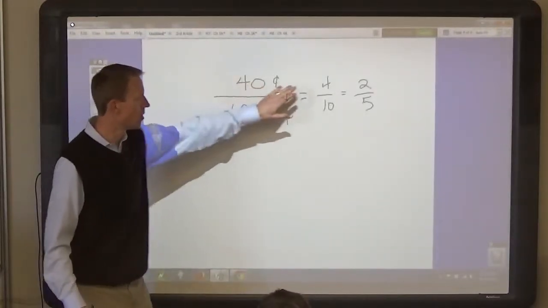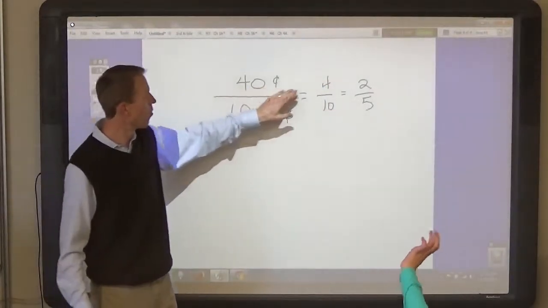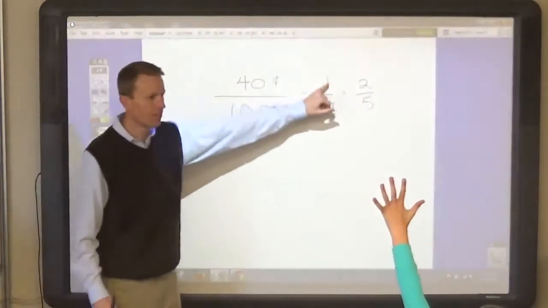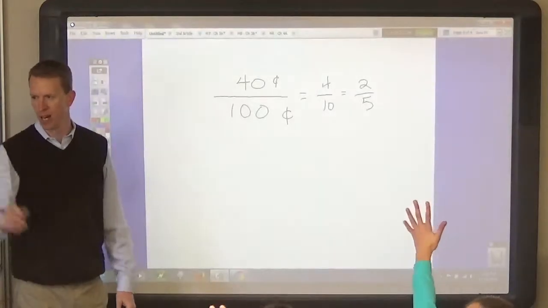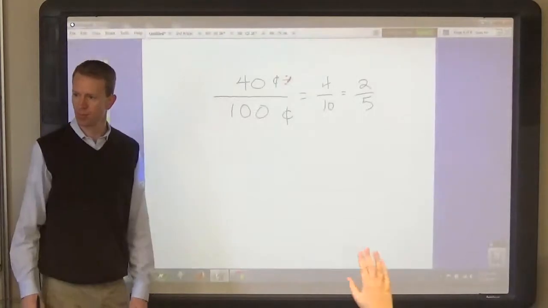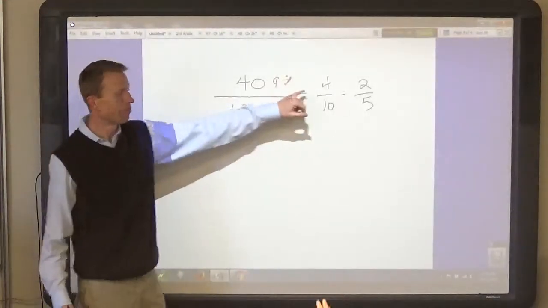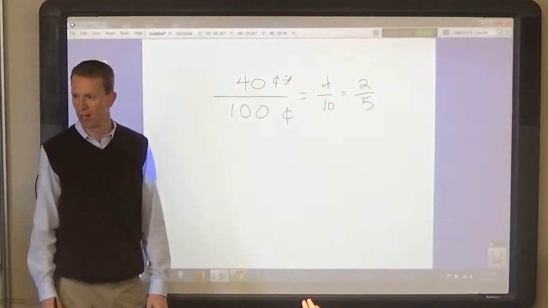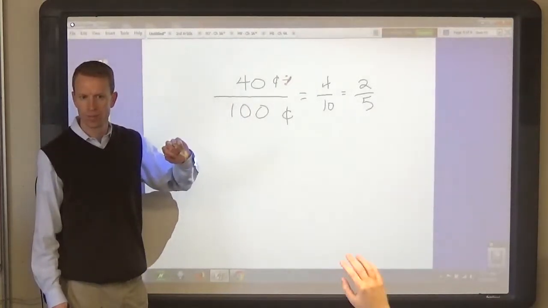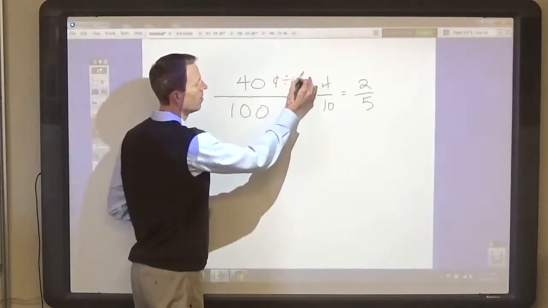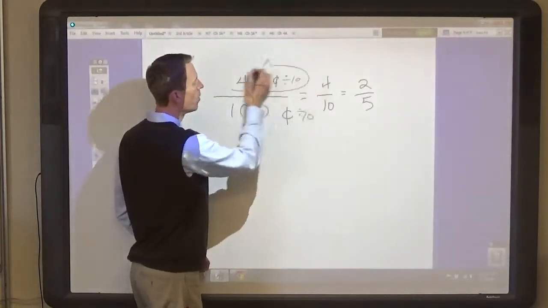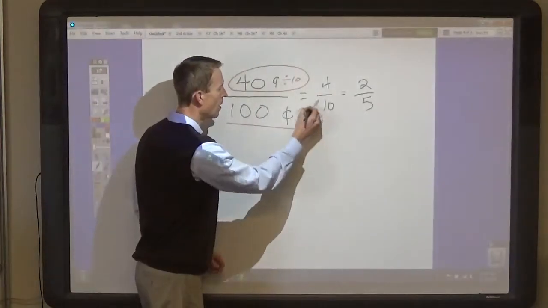What operation can we do to get from 40 to 4? We're reducing the size of these by division. Dividing by what? From 40 to 4, divide by what? Not 2, but 10. By 10. So by 10, whatever you do, if you divide the numerator by 10, you have to divide the denominator by 10.